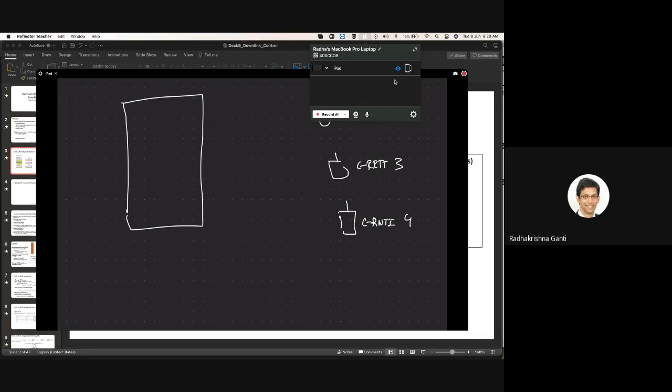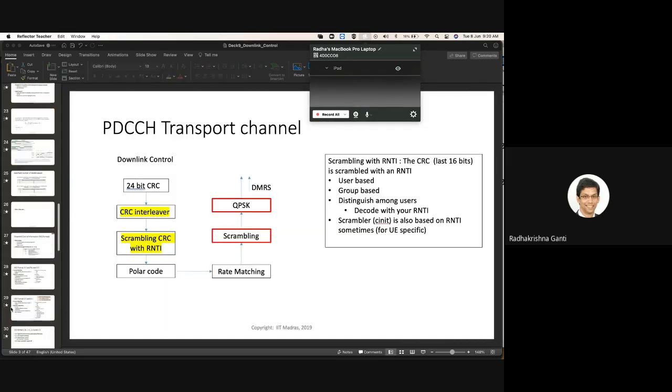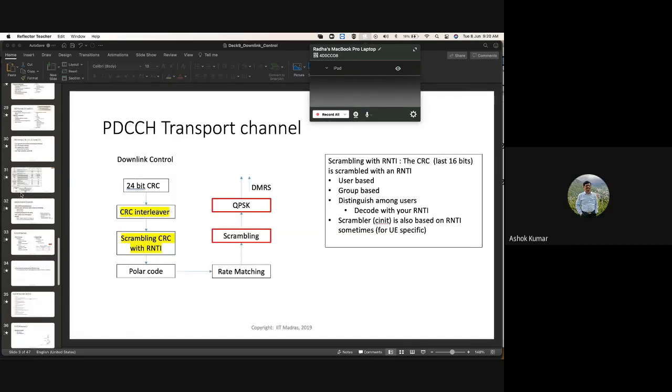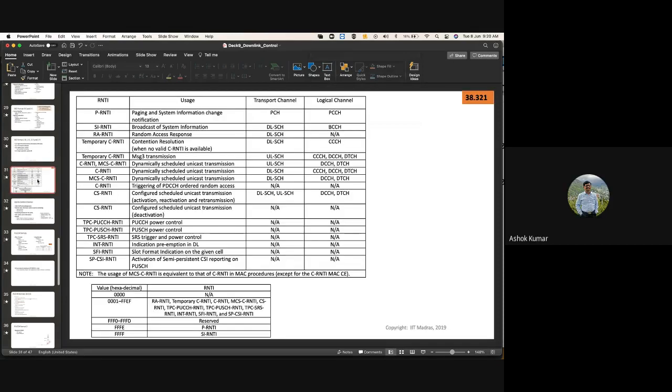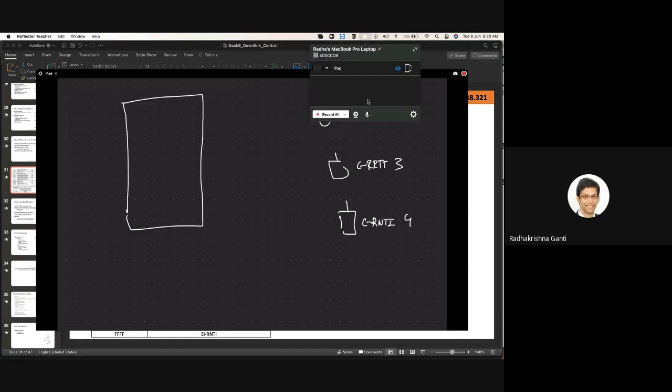You can see that there's also CS-RNTI, which is cell specific. Okay, fine. So once you have this, the base station of course knows this.